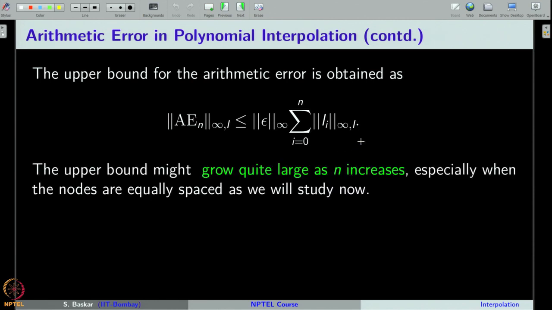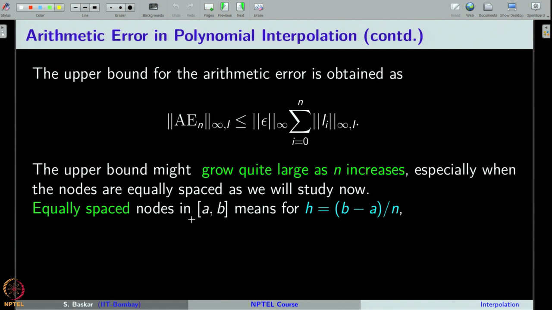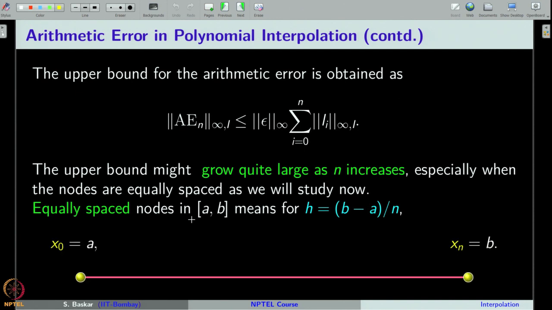Now, we will see that the upper bound, that is this quantity, grows more rapidly as we increase n. Especially, this happens when we use equally spaced nodes. Well, what do we mean by equally spaced nodes? Let us see. We are given an interval a comma b. By equally spaced nodes, we mean a partition of the interval a b in which the lengths of all the subintervals are equal. Say, for instance, we have the length of the subintervals as h is equal to b minus a by n, if we have n partitions in our interval.